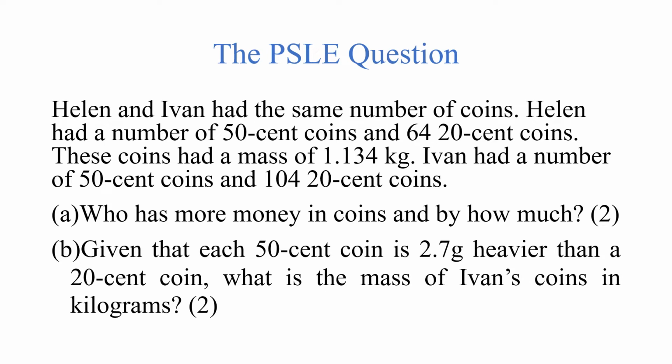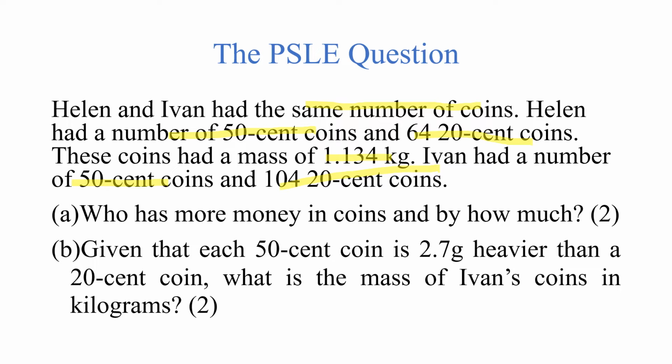Both of them had the same number of coins. Helen had an unknown number of 50-cent coins and 64 20-cent coins. And the total mass of these coins by Helen add up to 1.134 kg. Ivan had an unknown number of 50-cent coins and 104 20-cent coins.